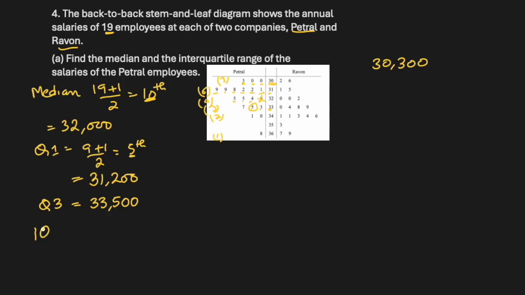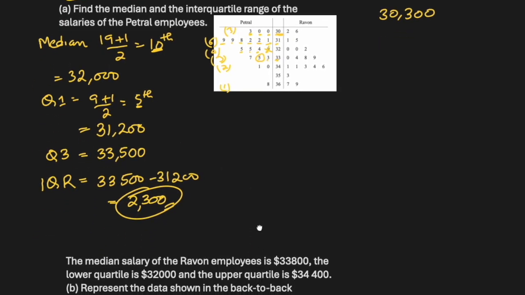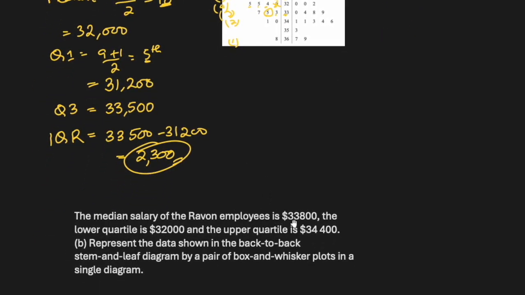So now we have to find the interquartile range, which will be 33,500 minus 31,200. That comes out to be 2,300. That is the IQR. Find the median and IQR of the salaries of Petrol. We found both. Okay. Now, second part, the median salary of Raven employees is this.